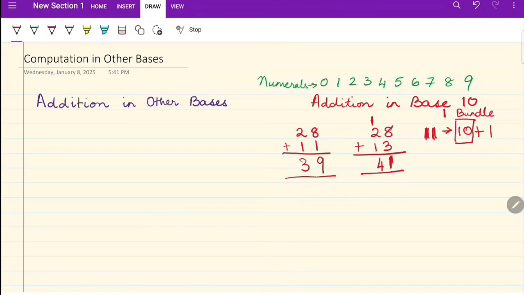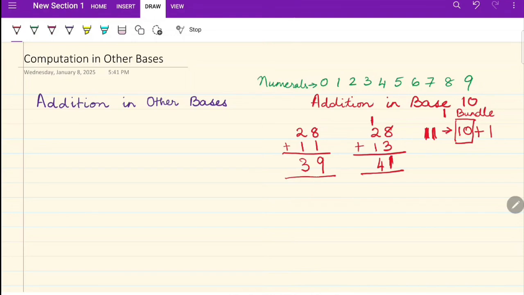All right, so we are actually bundling and carrying one bundle of 10 or two bundles of 10 or three bundles of 10, as the case may be. So we added one bundle of 10 with 2 and 1, which are all in the tens position, and we got the 41.